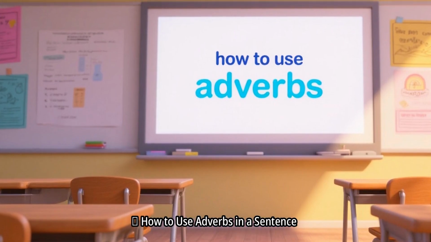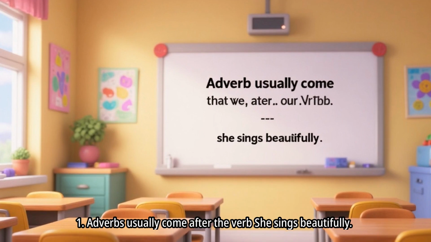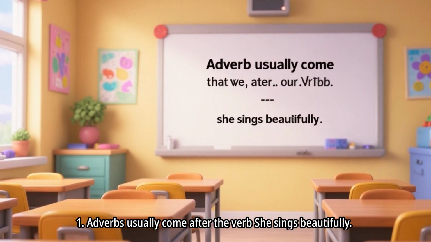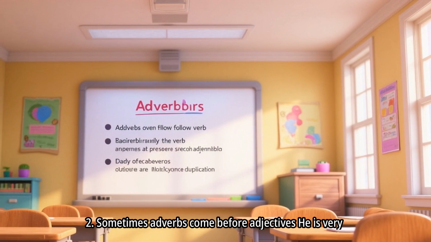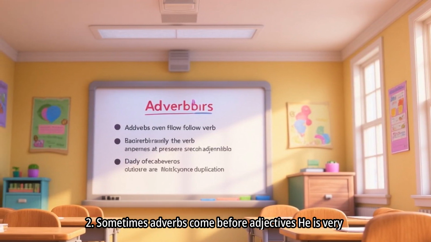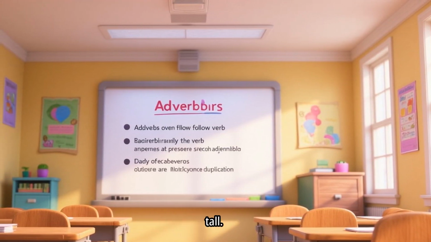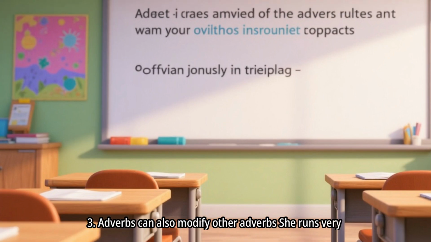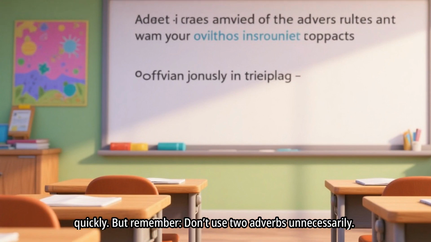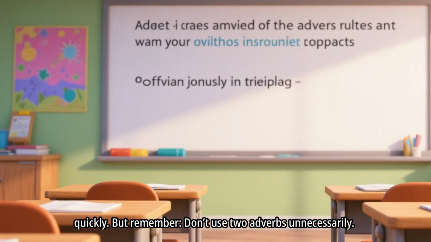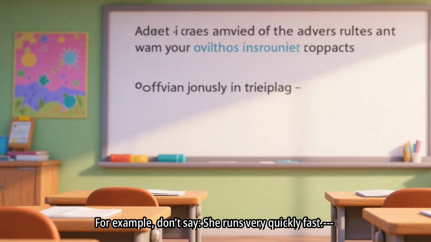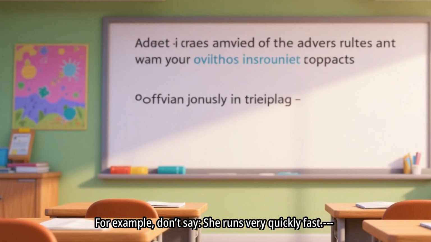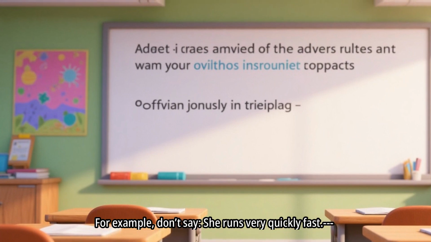How to use adverbs in a sentence. 1. Adverbs usually come after the verb. She sings beautifully. 2. Sometimes adverbs come before adjectives. He is very tall. 3. Adverbs can also modify other adverbs. She runs very quickly. But remember, don't use two adverbs unnecessarily. For example, don't say, she runs very quickly, fast.